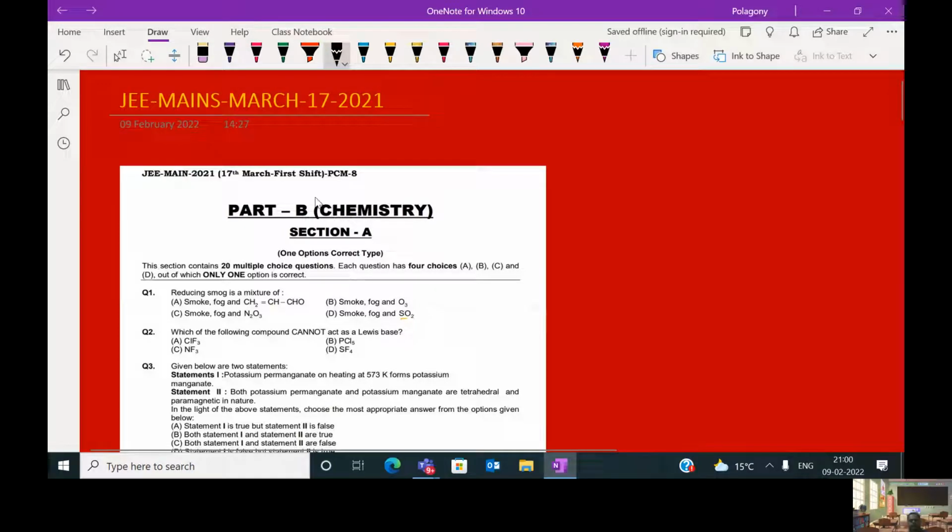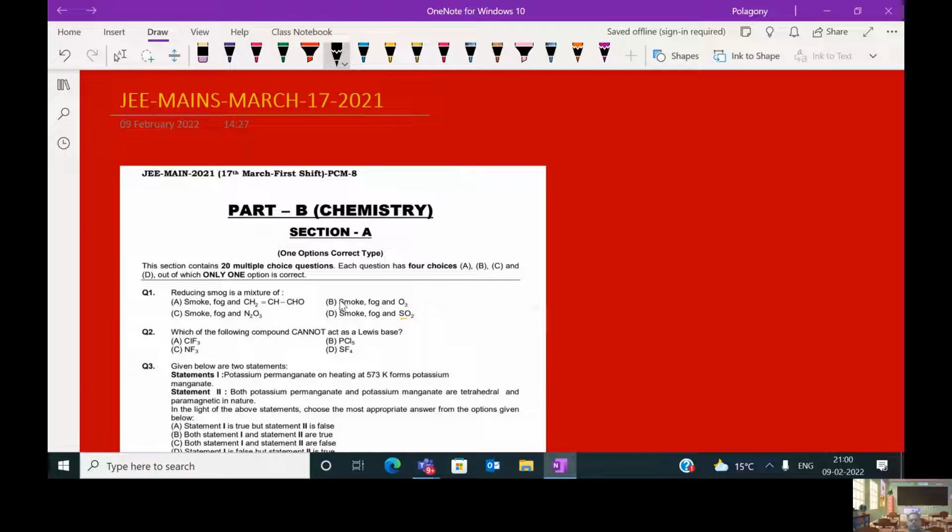Dear students, I have come up with the JEE Mains question paper, which was held on March 17th, 2021, under Part B Chemistry. I would like to discuss the questions given under multiple choice questions. Out of 4 options, we have to select only one correct option. Here I'm starting with the first question.